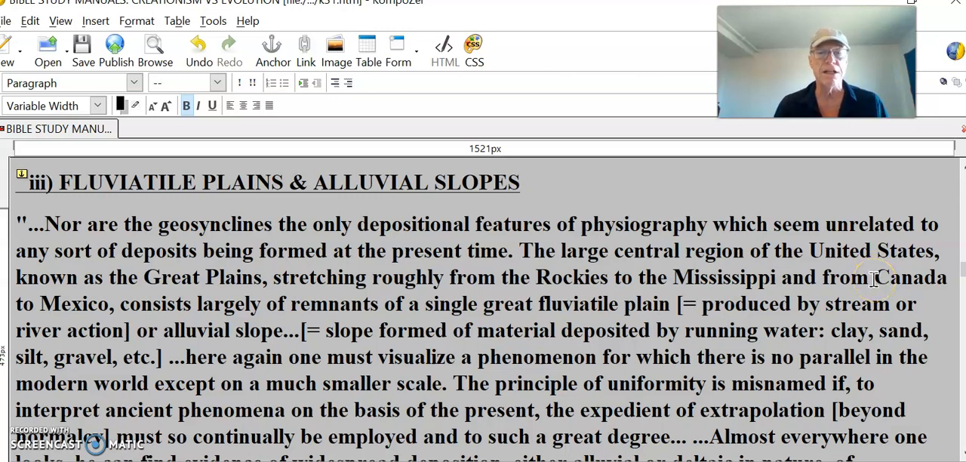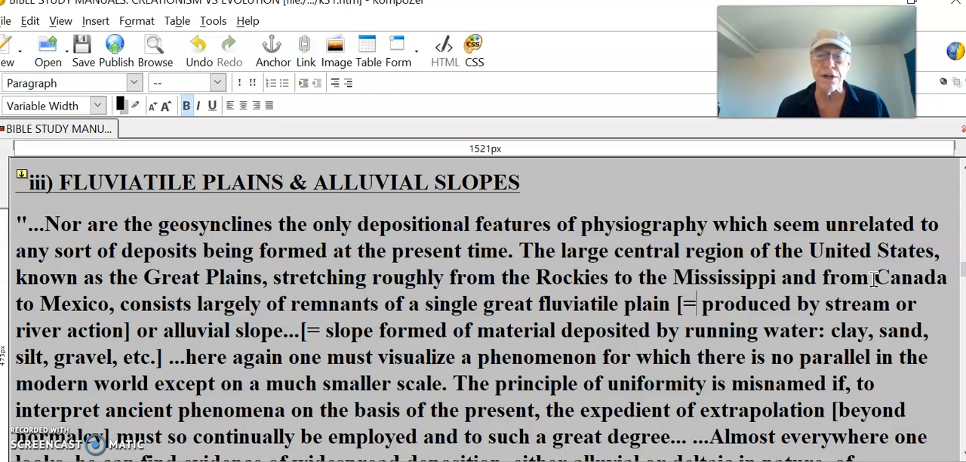Here again one must visualize a phenomenon for which there is no parallel in the modern world except on a much smaller scale. Yeah, see this stuff on a smaller scale, you might imagine stuff happening locally over a long period of time. But it can happen rapidly as well. Plausible for both. But a huge plain on a huge scale, it's hard to realize that local little stuff can go hundreds of millions of years, little drop here, little pebble there.